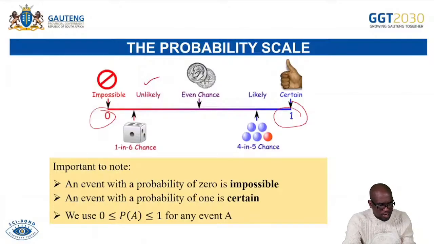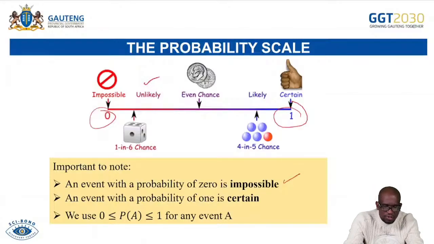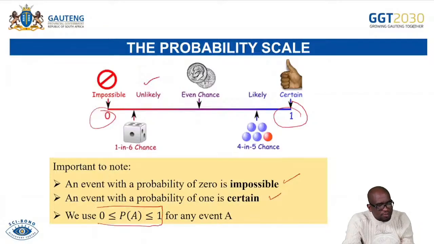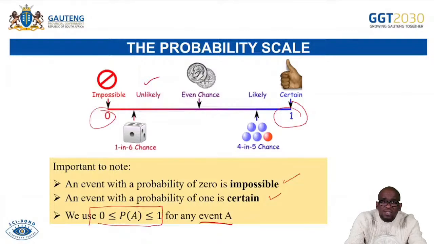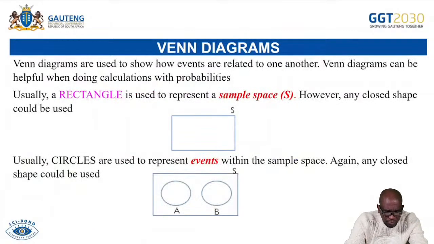All right, and then from there we are looking at an important note here. An event with a probability of 0 is impossible, and an event with a probability of 1 is certain. All right, and then the probability is trapped between 0 and 1 for any event A. All right, let's move on.